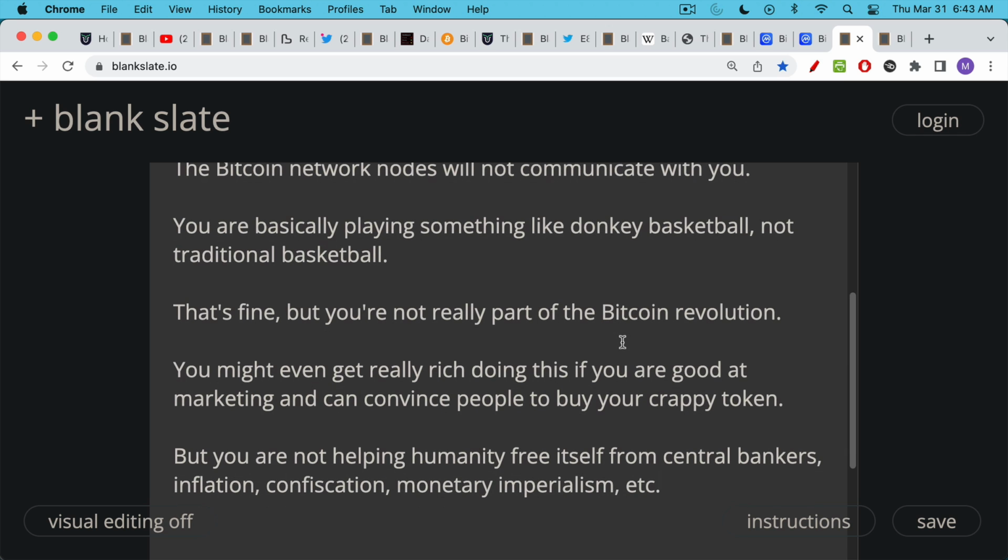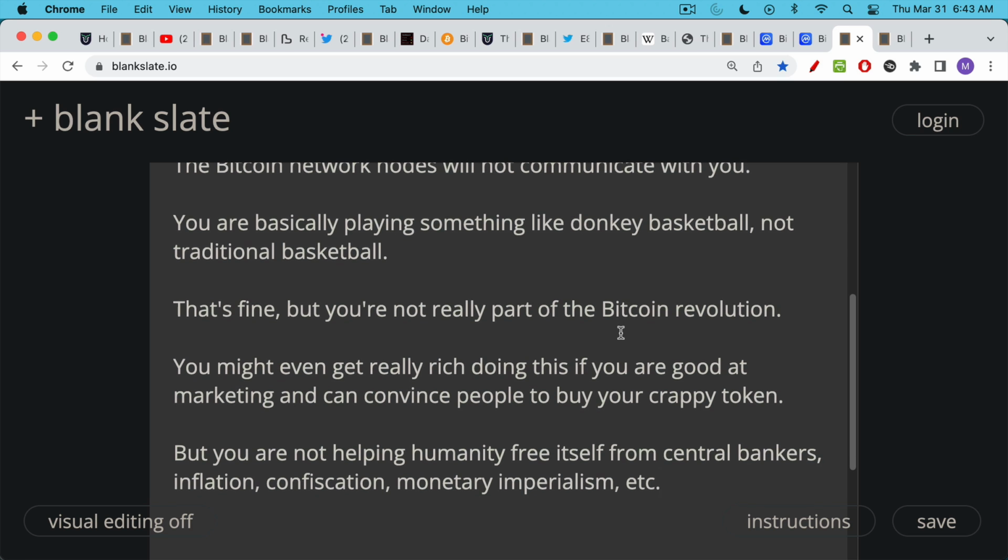If you're going to go off and play donkey basketball, you just have to realize that you're not helping humanity free itself from central bankers, from inflation, from the risks of confiscation, from monetary imperialism as well. So the more you study this, the deeper you go, the more you will realize that BTC is the solution for humanity's problems. It's the central project. It's the project that matters. It's the social consensus that matters.